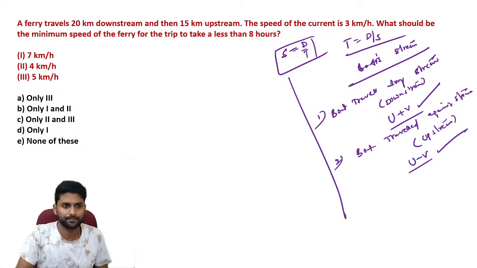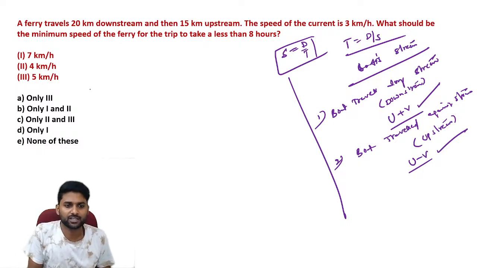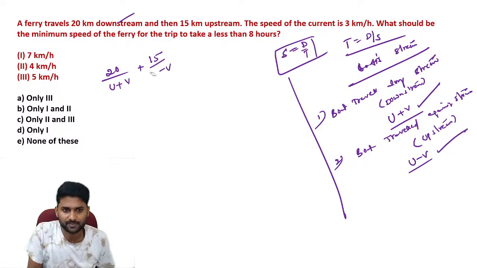Now see this data. A ferry traveled 20 kilometers downstream. Downstream means along the stream. And 15 kilometers upstream, u minus v. And the stream speed is 3 kilometers per hour. What should be the minimum speed of the ferry for the trip to take less than 8 hours? Guys, we need time less than 8.